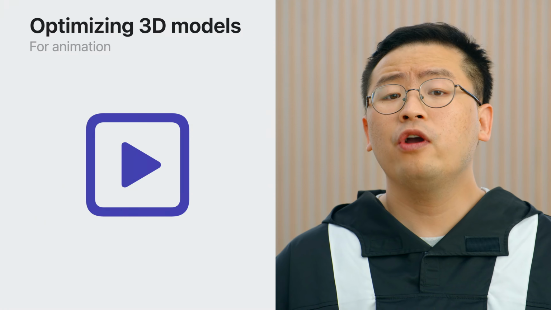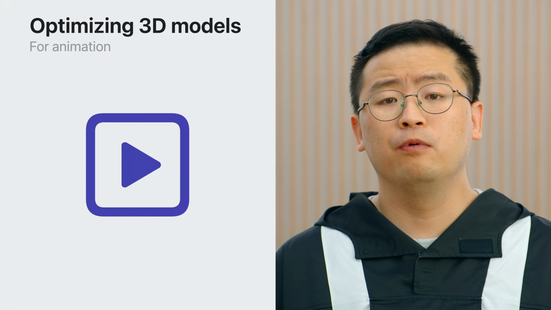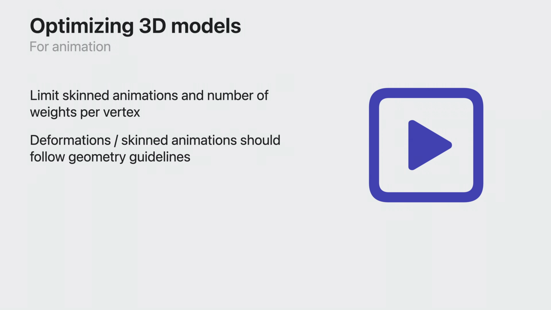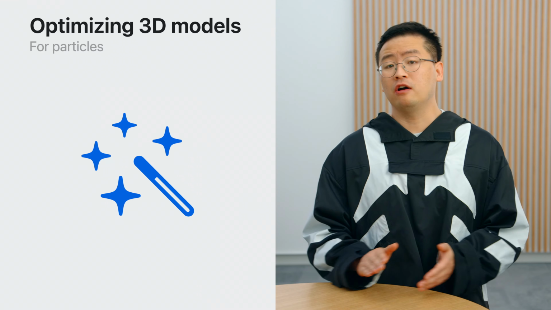Adding animations to your 3D models is a great way to bring your content to life. Sometimes, all you need is just an idle animation. In this case, limit the number of weights per vertex for your animation to help create an efficient and realistic animation. When you are trying to optimize the geometry of your deformations or skin animations, remember to follow the same geometry guidelines I provided previously. Next up is using particle systems with your content.